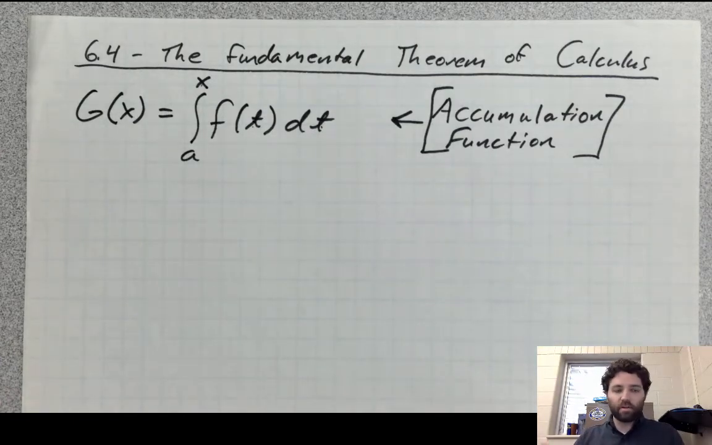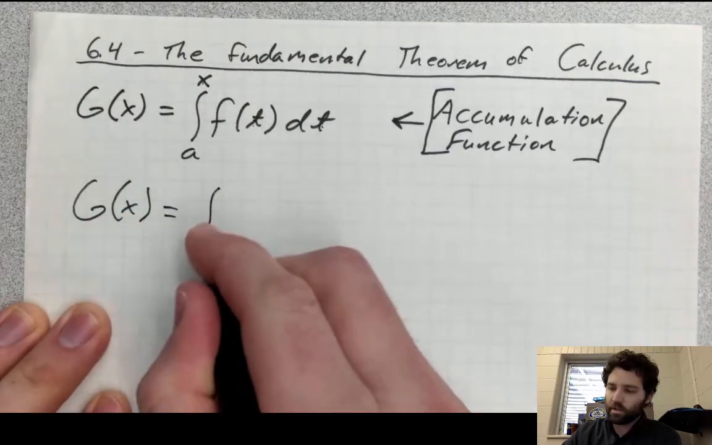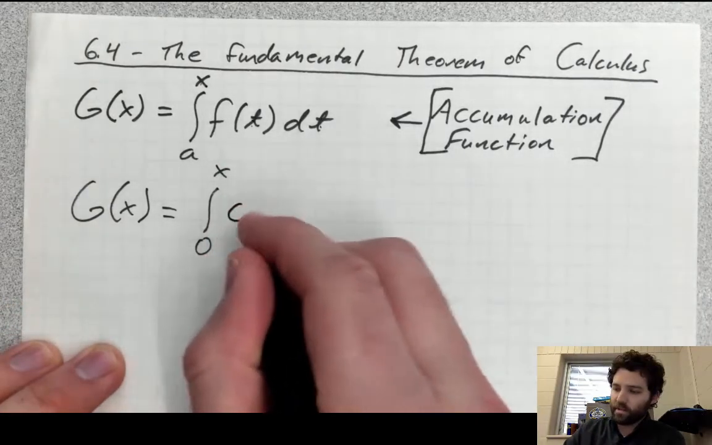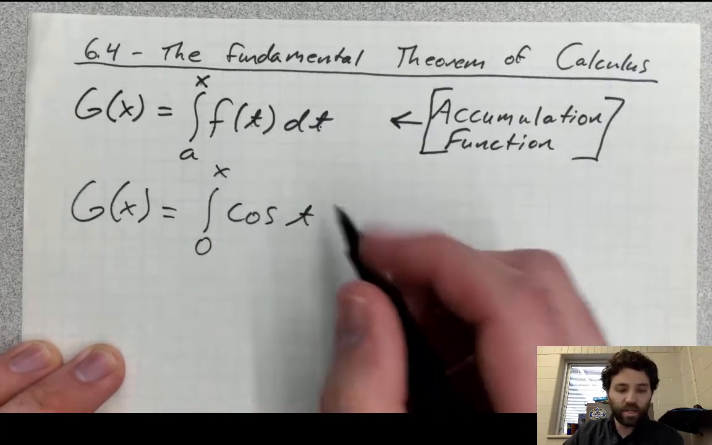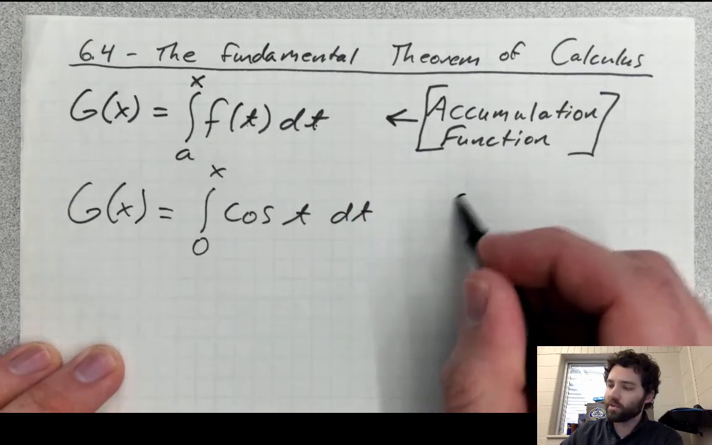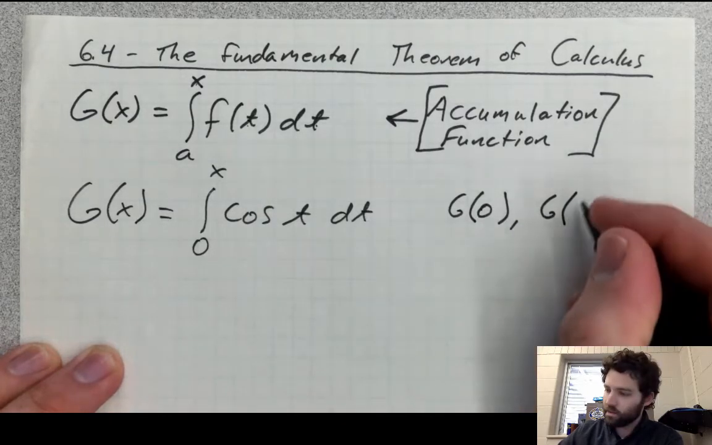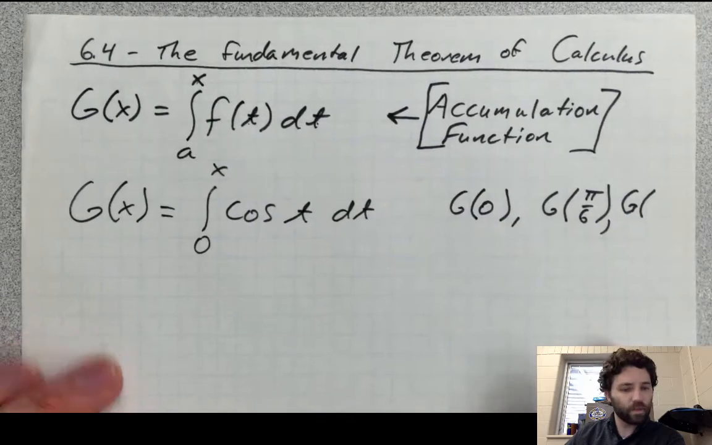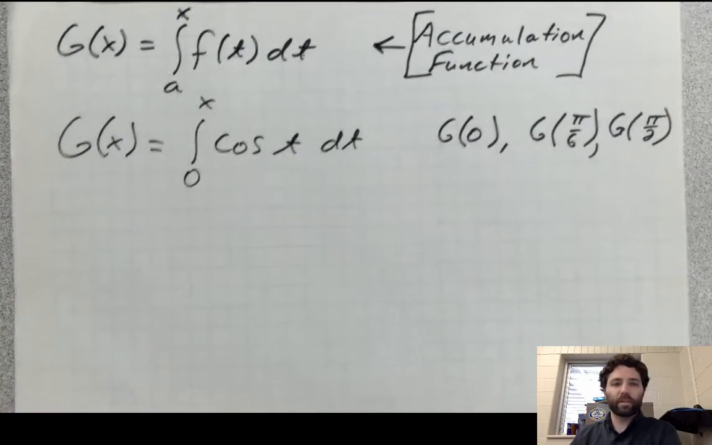So let's move on from here. Let's look at a specific area function. This is one I think you may have looked at actually in the exploration, so it should be familiar to you. And if it isn't, that's okay. Maybe I've got the function wrong in my head. But anyway, it is g of x equals the integral from 0 to x of cosine t dt. And we want to figure out what is g of the following. So what is g of 0, g of pi over 6, and g of pi over 2. Okay, so that's what we want to know. Let's go figure that stuff out.